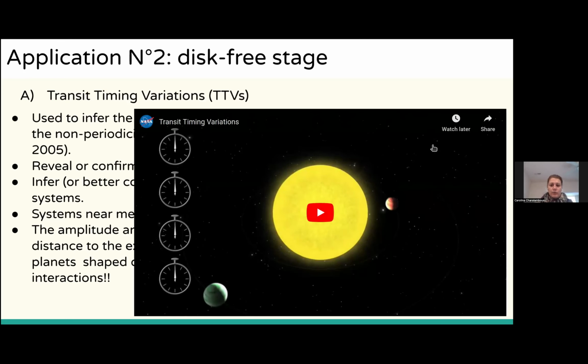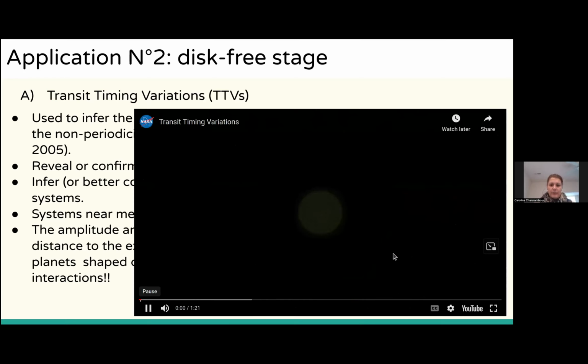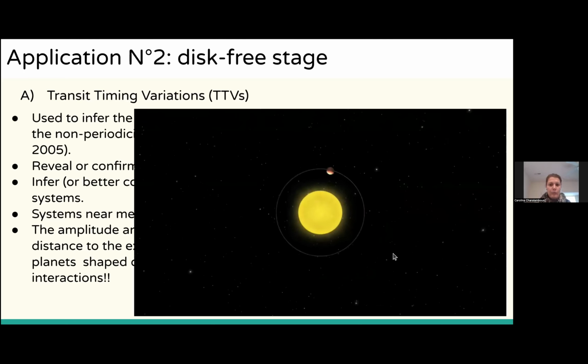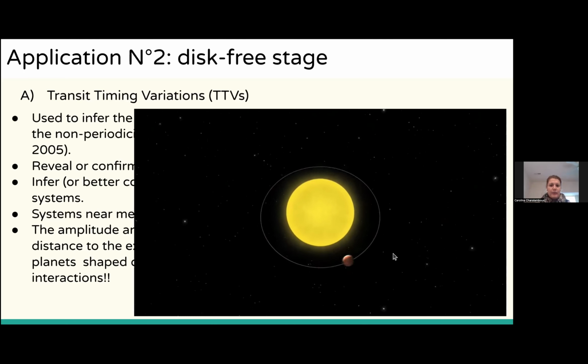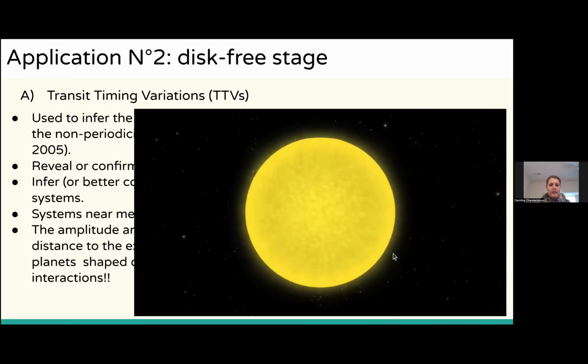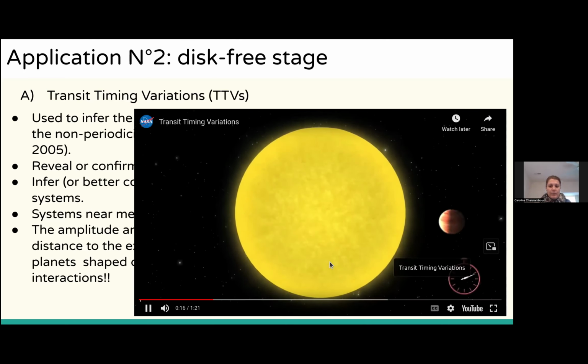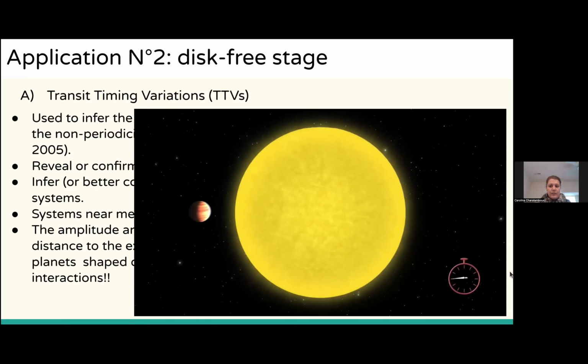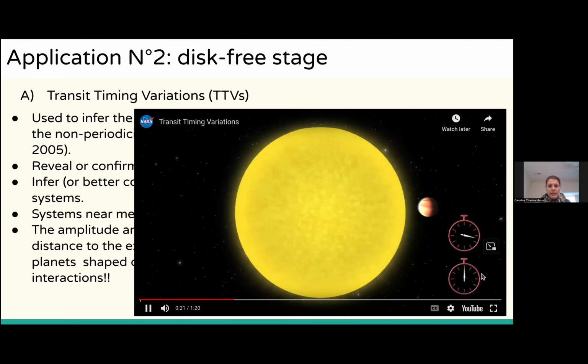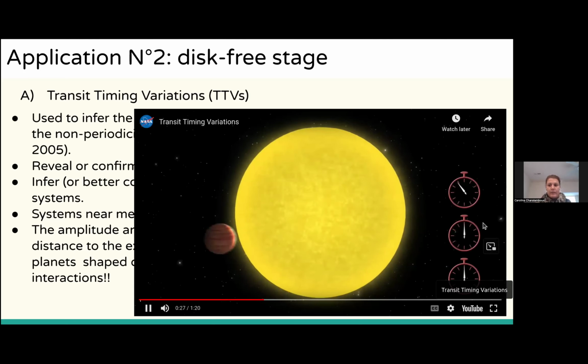And so to make it more clear what the transit time variation is, imagine that we have a system of a star and only one planet, and that we will click a timer each time that the planet passes in front of the star. So now that the planet passes in front of the star, we will mark here, and every orbit, it will happen exactly at the same time.